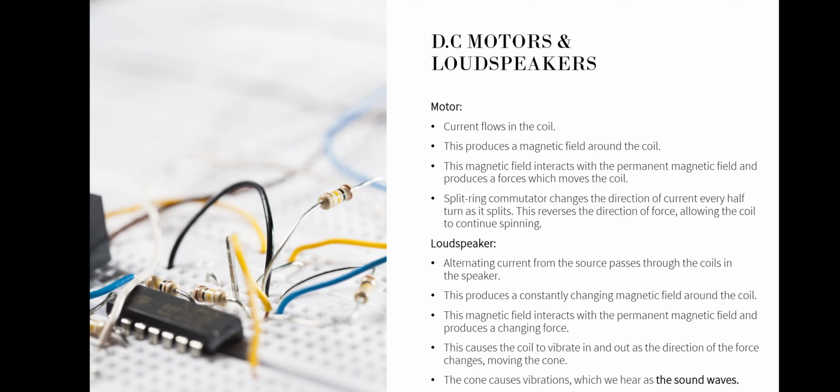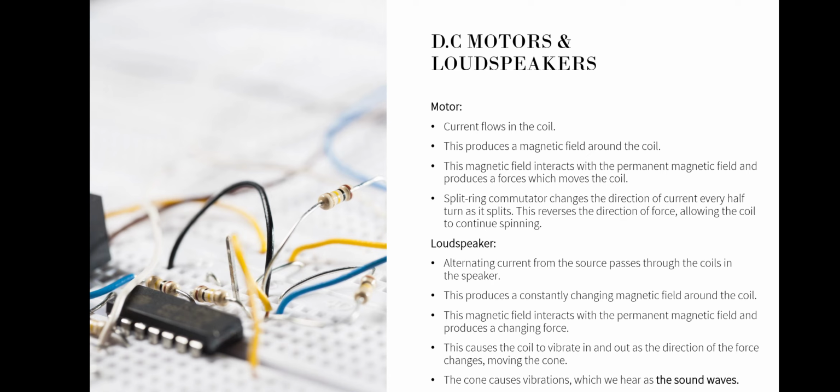Now for motor, current flows in the coil. This produces a magnetic field around the coil. This magnetic field interacts with the permanent magnetic field and produces a force which moves the coil. And finally the split ring commutator changes the direction of current every half turn as it splits, and this reverses the direction of the force, allowing the coil to continue spinning.